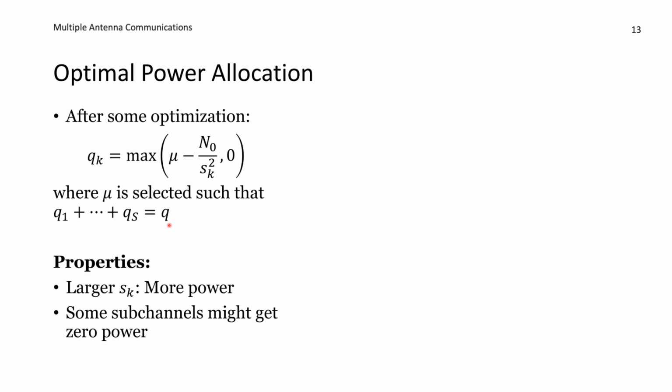Some of the properties that we can see here is that the larger the singular value sk is, the smaller this term that we're subtracting is going to be, because then we are dividing with a larger number. So if everyone gets the power mu minus a number here, then if that number is smaller, we assign more power. So that means that the strongest subchannel with the largest sk will get the most power, and then the power will be smaller and smaller the lower the singular value is. And some subchannels might even get 0 power because of this term that we subtract being larger than the value of mu that gives us equality in this term.